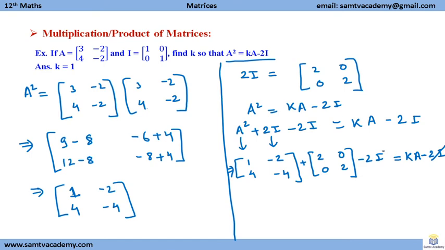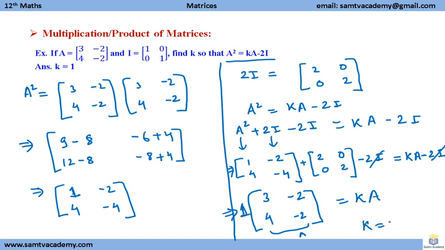We will cancel out this 2I and solve this. So here we will get 3 minus 2, 4 and minus 4 plus 2 will be minus 2. This is equal to KA. So we see that this is the value of A, and the value of K will be 1, because it is multiplying by 1 only, we will get the same matrix. So what we see here is that the value of K is 1.